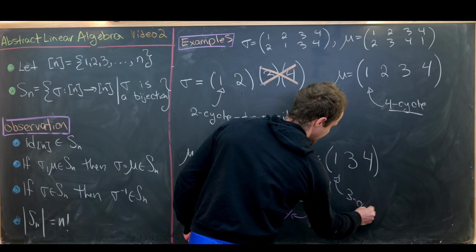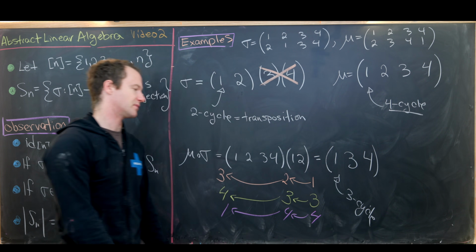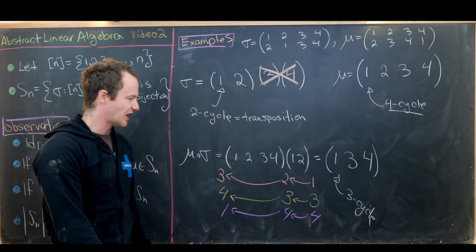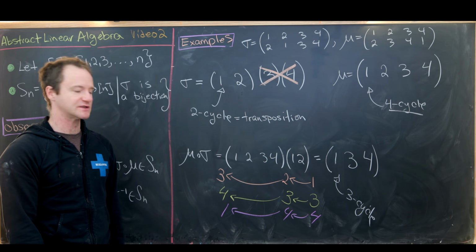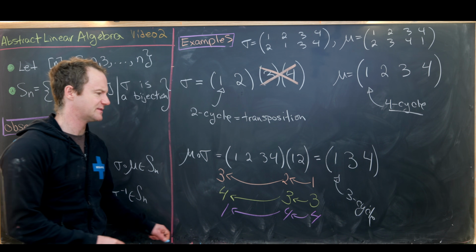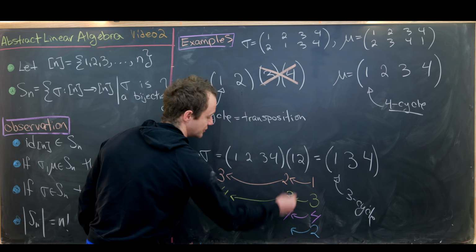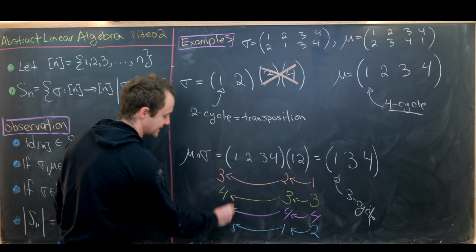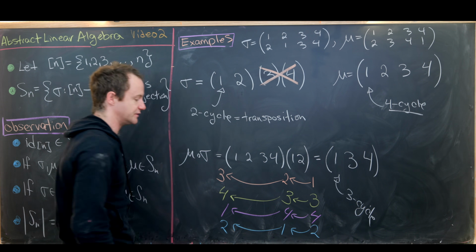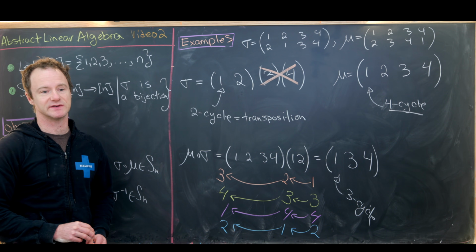And then notice that nothing has happened with the number 2. Now we should check that 2 is sent to itself, and thus we don't have to write it down, just to make sure we haven't made any mistakes. So under this, 2 is sent to 1. Then under this, 1 is sent back to 2, so it checks out: 2 is sent to itself.